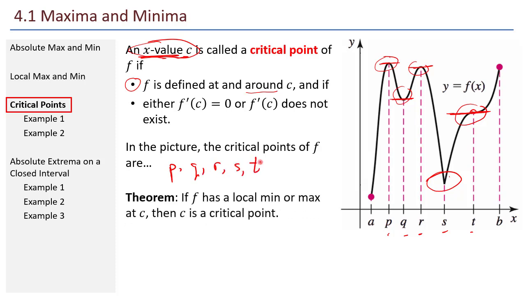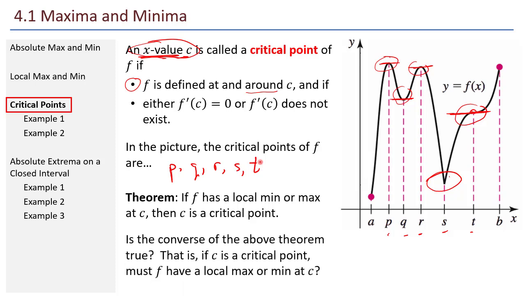Here's our theorem. If my function f has a local min or max at c, then c is a critical point. Is the converse of the above theorem true? In other words, if c is a critical point, must f have a local max or min at c? And you answer this question with no. And here's the reason why. There's our counterexample right there at t. So t is a critical point, but at t it's neither a local min nor local max.